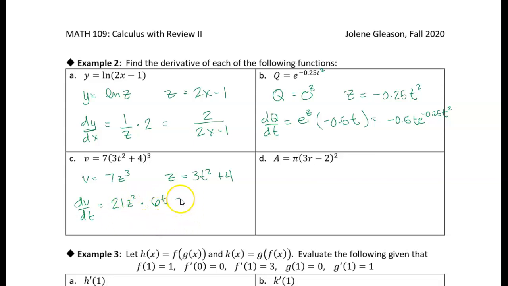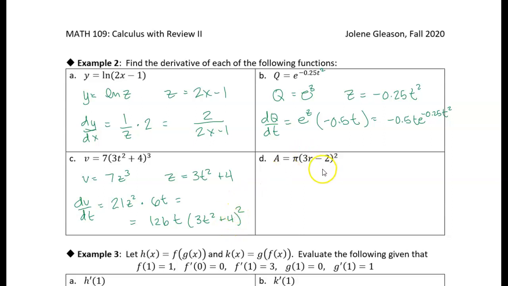While I'm at it, I might as well take 21 times 6. Actually, maybe I'll write it down here. So I get 126 t, and then I need to replace the z with 3t squared plus 4, quantity squared.